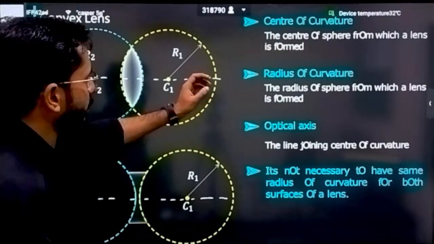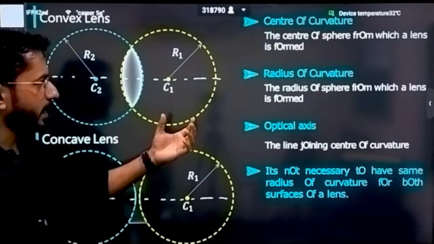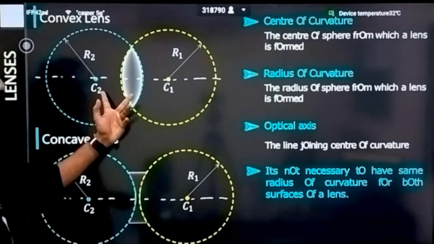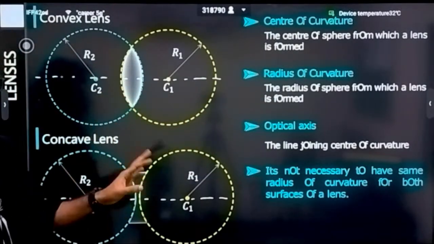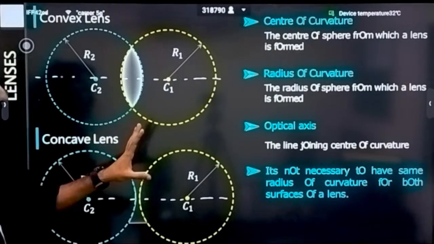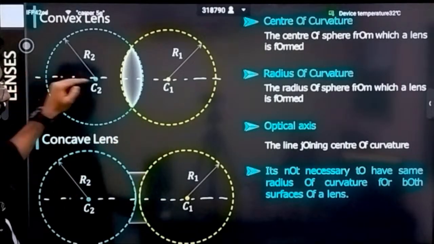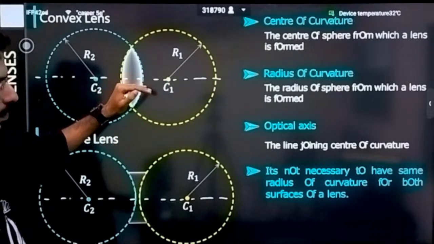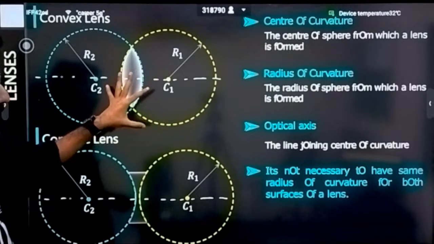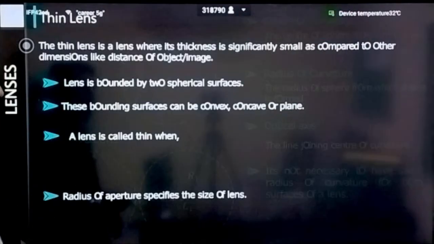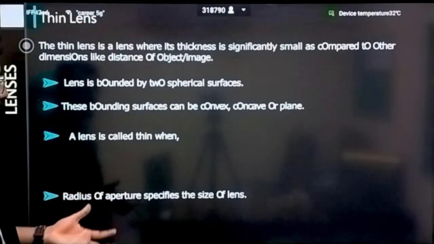You can see the center of curvature is the center of the sphere from which you are cutting it. Radius of curvature is the radius from which you are creating the lenses. Optical axis: the line joining the two centers of curvature is called the optical axis. Okay, these are some basic points that you should know about.